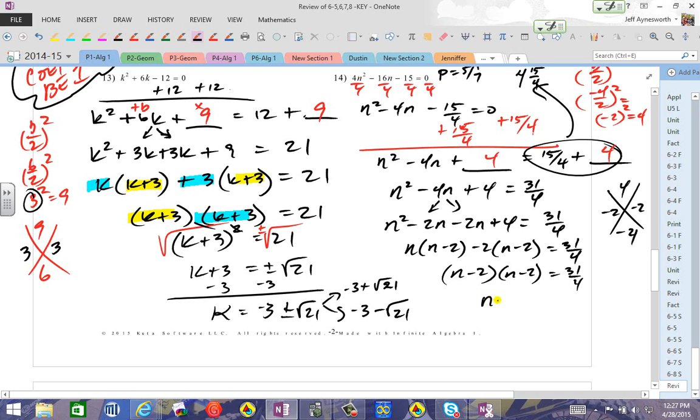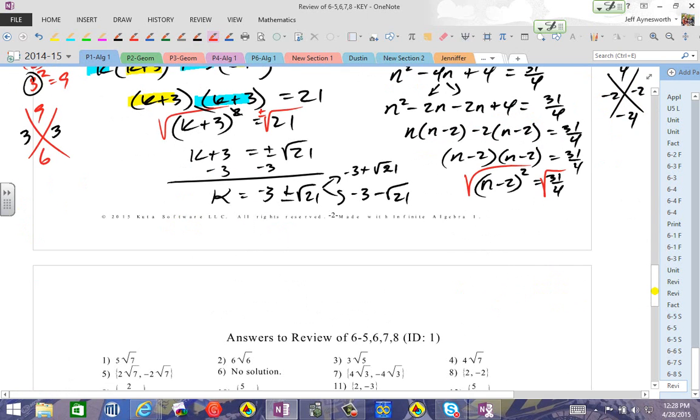Okay, now at this point, you square root both sides. And the only thing that you have to know is that you got to square root a fraction, you got to square root its parts. So the square root cancels the square on the left, giving you n minus 2. And you got plus or minus root 31 divided by root 4. You got to square root its parts. Now the denominator is 2. So I get n minus 2 equals plus or minus the square root of 31 divided by 2. So the only thing I need to do now is add 2. And I get n equals 2 plus or minus root 31 all divided by 2.